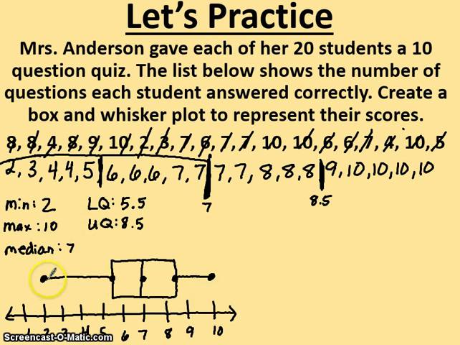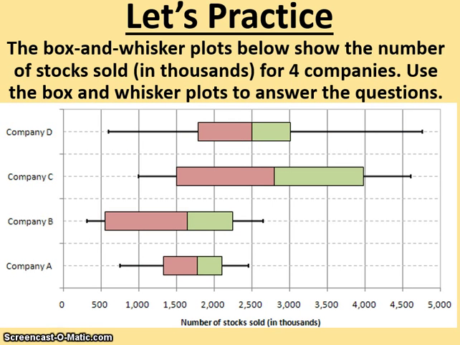Notice each piece is 25%, so a quarter of the students score between 2 and 5.5 points. A quarter of the students score between 5.5 and 7. A quarter of the students scored between 7 and 8.5, and a quarter of the students score between 8.5 and 10. Now let's look at a few questions that require us to compare different box and whisker plots to each other.